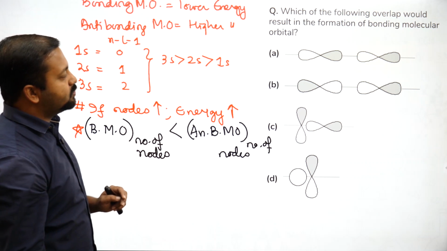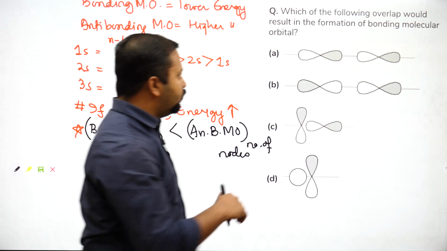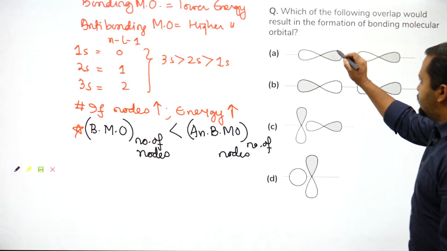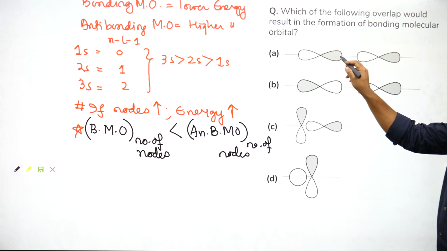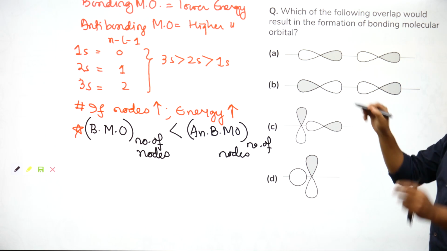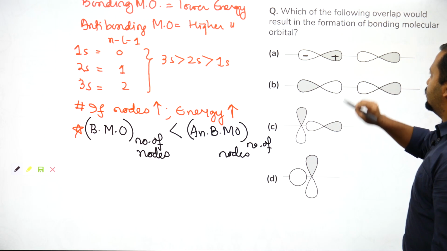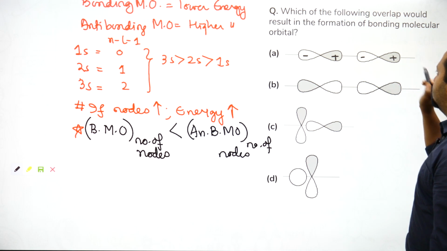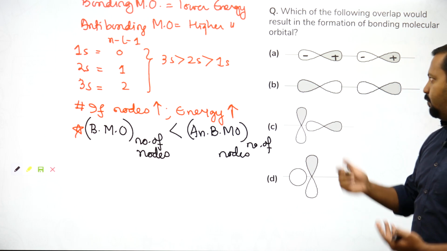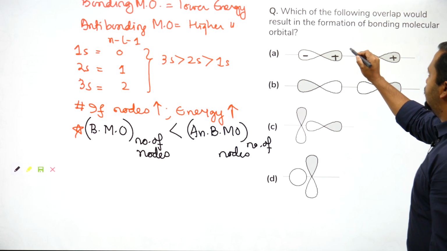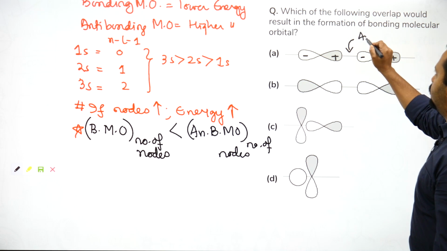Which of the following overlaps will result in the formation of bonding and anti-bonding? Now what we can see over here is shaded coming close to an unshaded part. So shaded and unshaded are of opposite phases. So we can put this plus and ये minus कर देते हैं, and ये minus हो गया, ये plus हो गया. Plus and minus are facing each other. This is known as linear overlap. Plus and minus are facing each other. That will be destructive interference, and this will form anti-bonding.